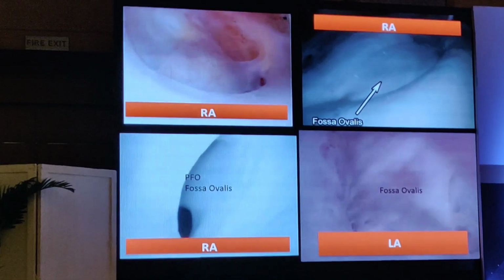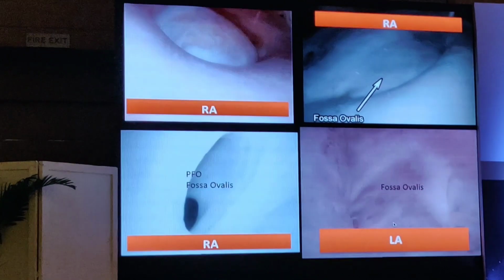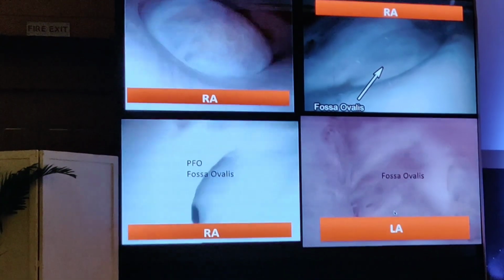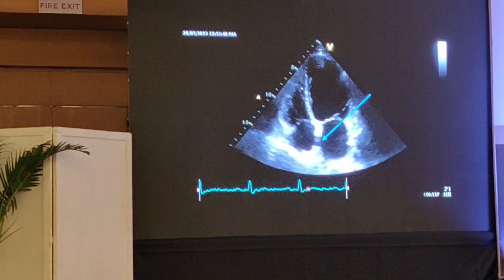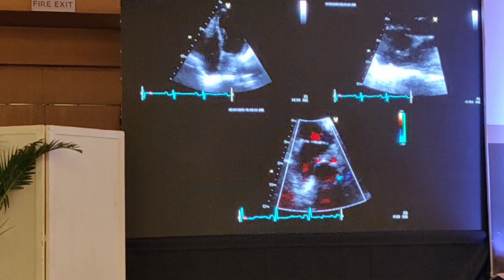And once in a while you can have the patent foramen ovale also. So your fossa ovalis is going to be that thin area.